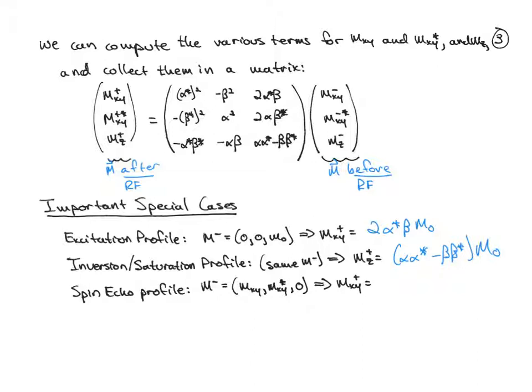And then in the spin echo profile case, we have a different initial magnetization where we have Mxy conjugate, that is, all the magnetization is in the transverse plane. So that means that after the refocusing pulse, we will get alpha complex conjugate squared times Mxy before the pulse minus beta squared times Mxy before the pulse complex conjugated. Okay, and we'll be visiting these relationships more as we go into SLR pulse design.